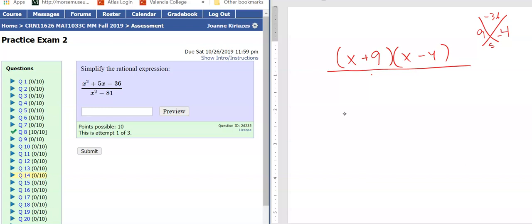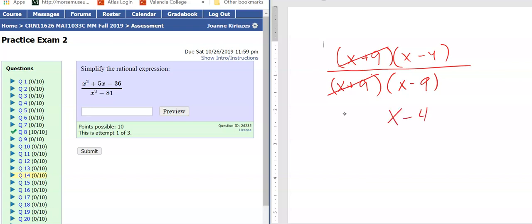The bottom is a difference of squares. So I know that's the same thing as saying x squared minus 9 squared. So that's going to give me x plus 9 and x minus 9. That's difference of squares. Okay. So now, since I factored the numerator and denominator, this is how you're going to always simplify. It's your very last step for any fraction or rational expression. You look for common factors. You can see this factor and this factor. They're the same, so I can cancel them. So I'm left with x minus 4 over x minus 9. You are done here. This is the answer.